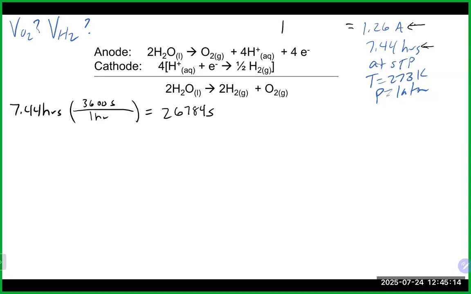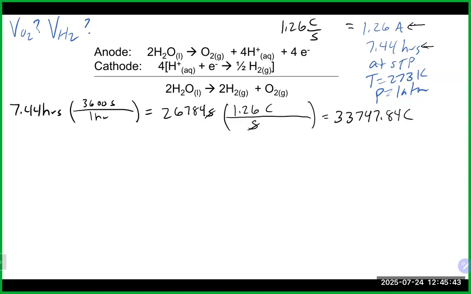This here again is 1.26 coulombs per second, which is what an amperage is equal to. We'll use that as a conversion factor here to get to coulombs. 1.26 coulombs per second. Again, the seconds cancel out. And that will get me 33,747.84 coulombs. At this point, this is where we will use Faraday's constant to get to moles of electrons. So I'll just take my number here.